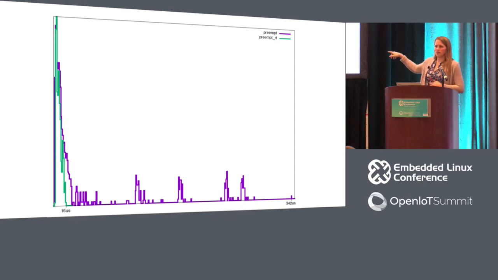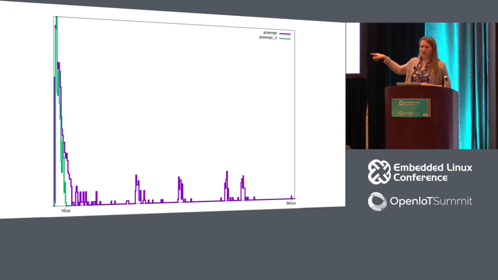In the purple, I just ran this on my laptop. This is the regular CONFIG_PREEMPT setting in a mainline kernel. This is what the latency samples look like. You can see the distribution has a really long tail. I think I only ran this for about a minute, and I saw a 342 microsecond spike. It's not a real-time operating system, so that's to be expected. The green is on the same hardware system, with the PREEMPT_RT patch. In that same duration, I don't remember how long I ran it, you can see that it has a max bound of 16 microseconds, much more well-behaved for real-time use cases.